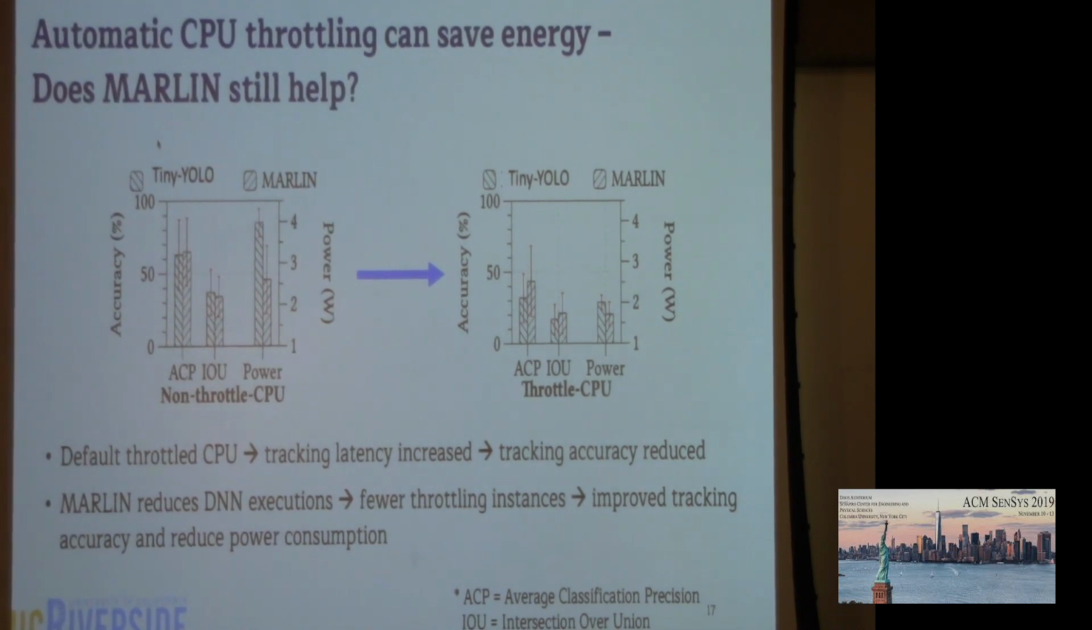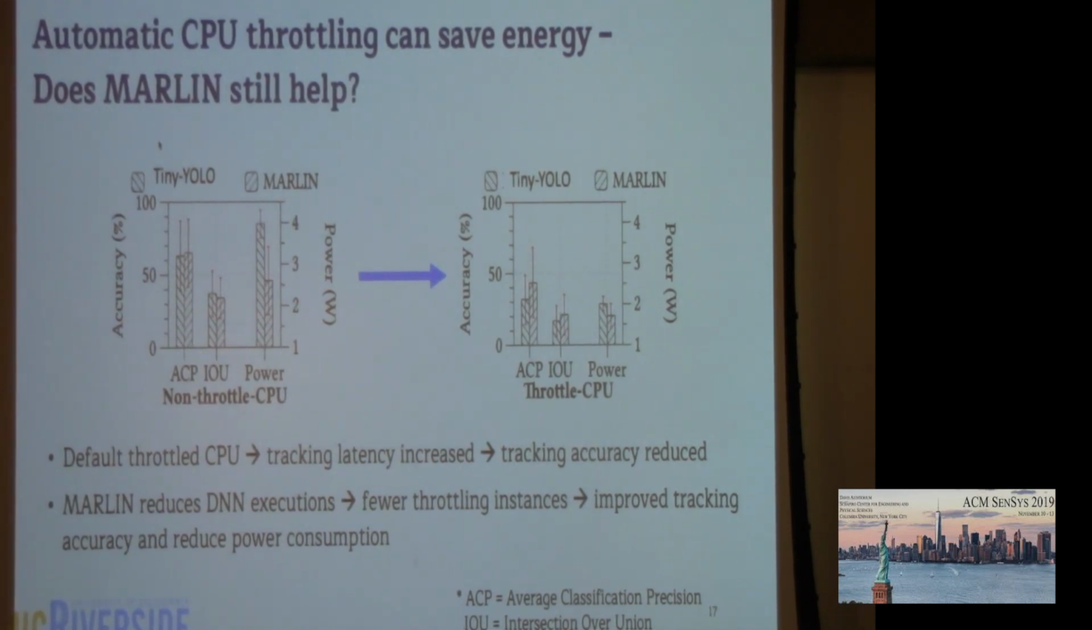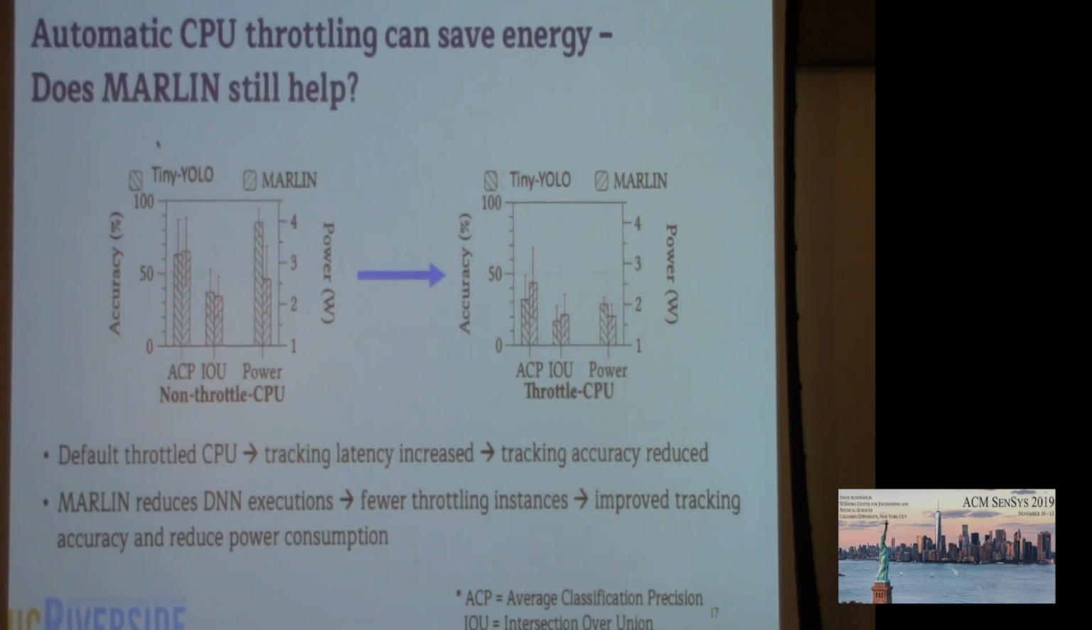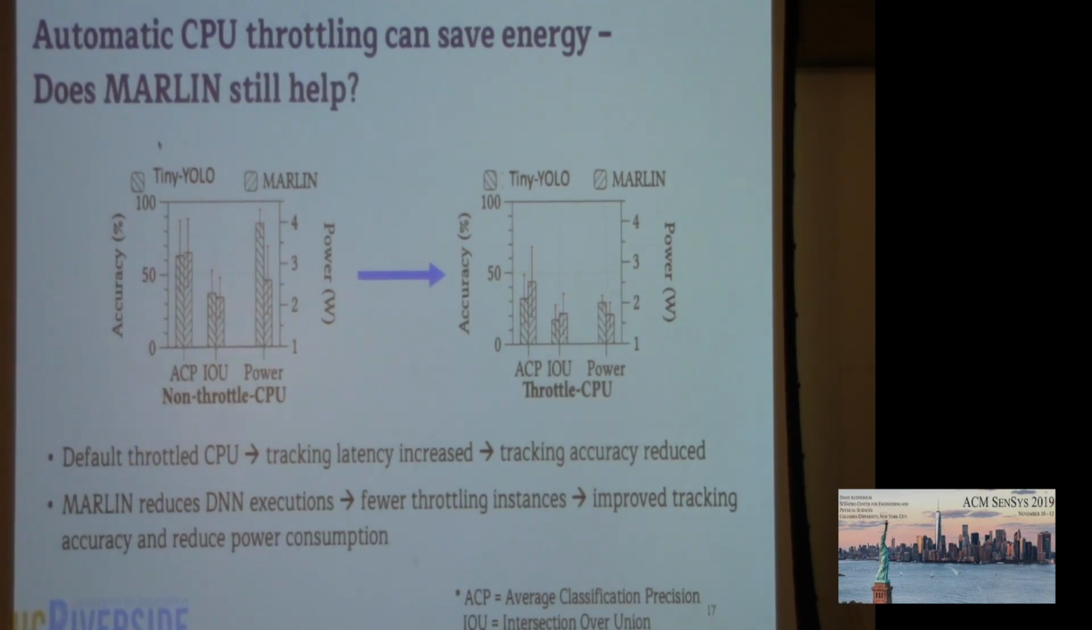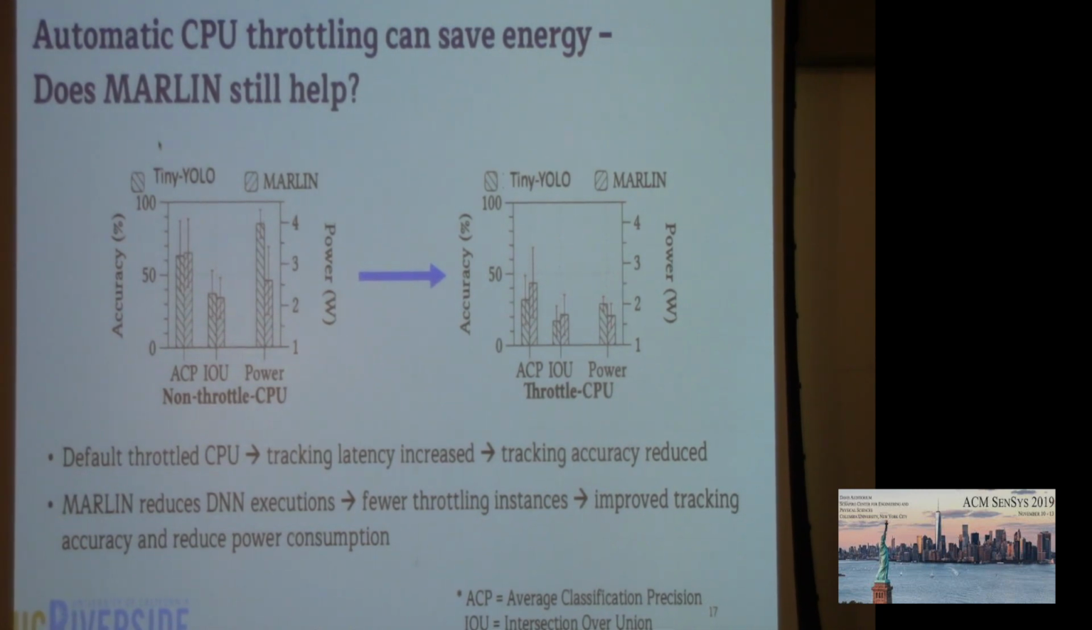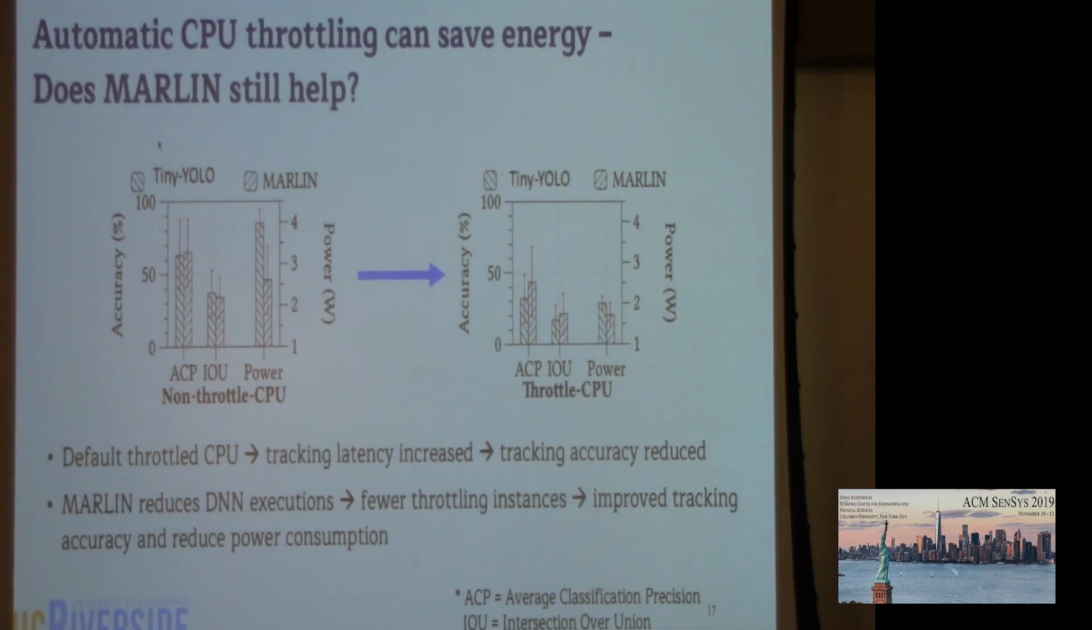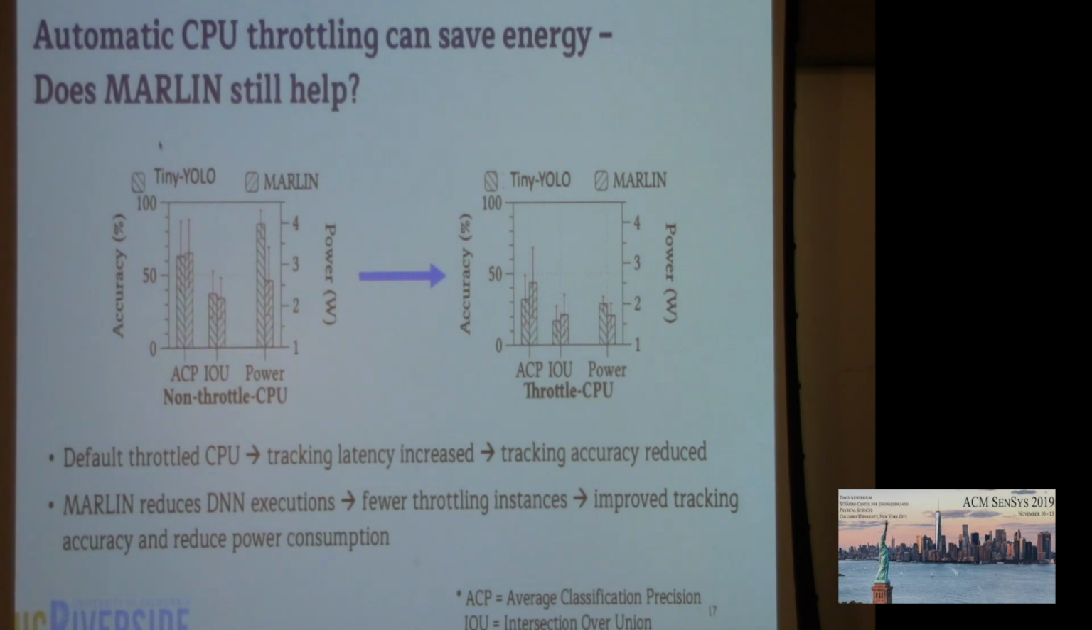The next experiment is about CPU throttling that I mentioned already. As you know, automatic CPU throttling can save energy. That's kind of the purpose of CPU throttling. But does MARLIN still help in that situation? So we test MARLIN against the baseline tiny YOLO on the CPU-throttled phone. When we run the DNN continuously for 1 minute, 2 minutes, the CPU throttles and you see, oh, saved battery, I'm happy.